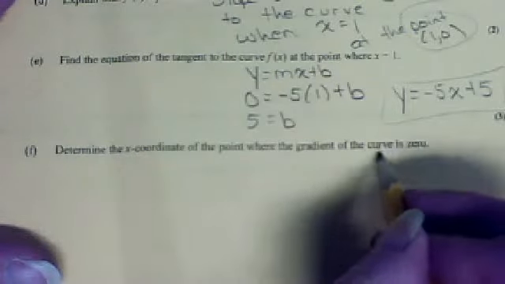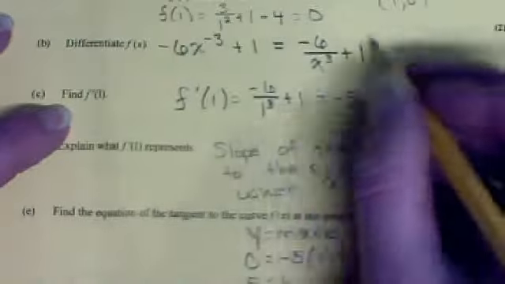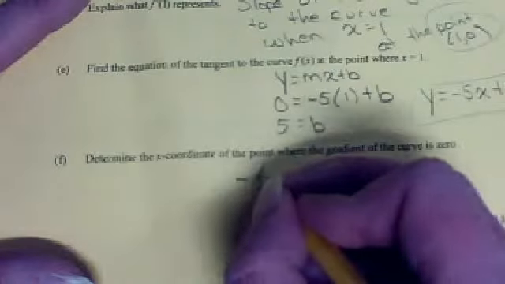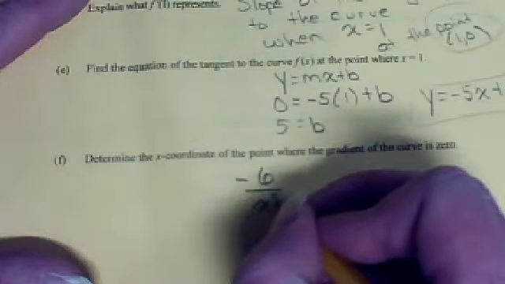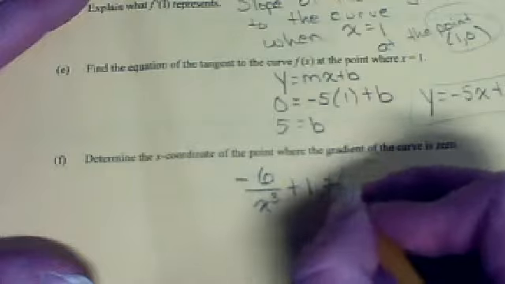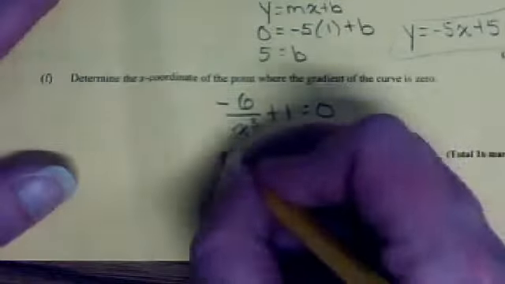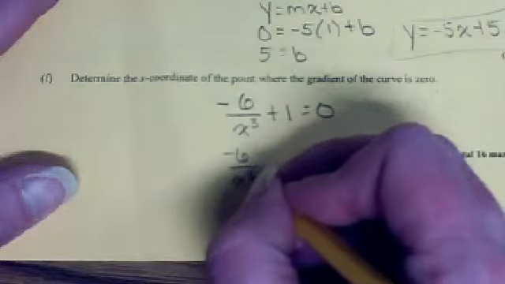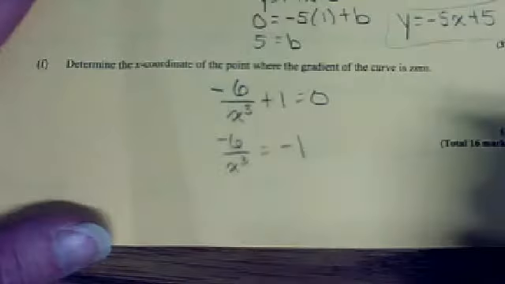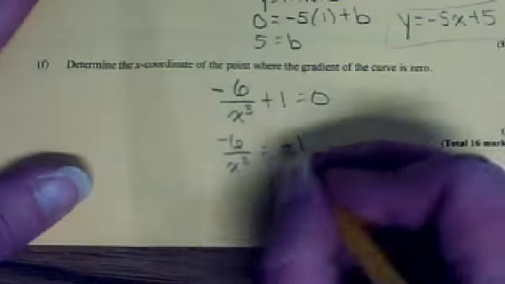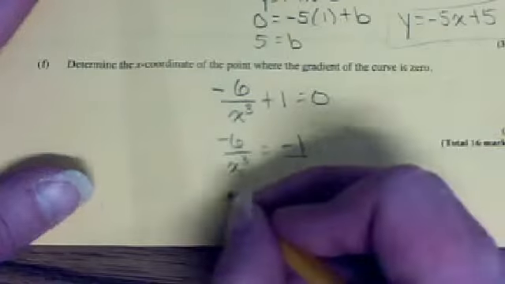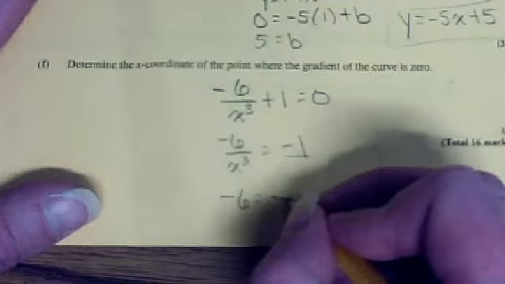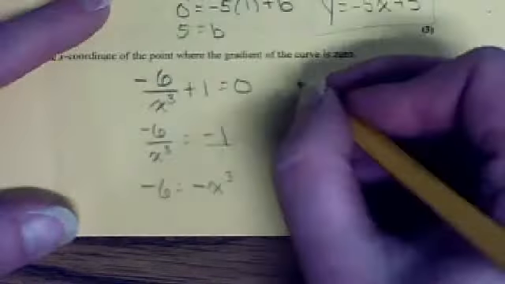Determine the x-coordinate of the point where the gradient of the curve is 0. So let's go back. The gradient of the curve is this one. We want to find out when negative 6 over x cubed plus 1 equals 0. So I'm going to cross multiply. It's going to give me negative 6 equals negative x cubed. In other words, x cubed equals 6.